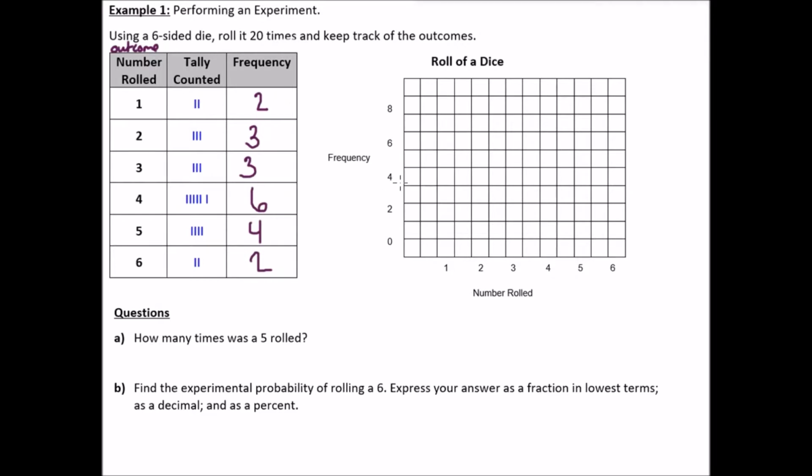Okay, so let's go ahead and graph this. So I rolled a 1 2 times. So let's go zeros here. This would be 1. This would be 2, 3, 4. I don't like that.